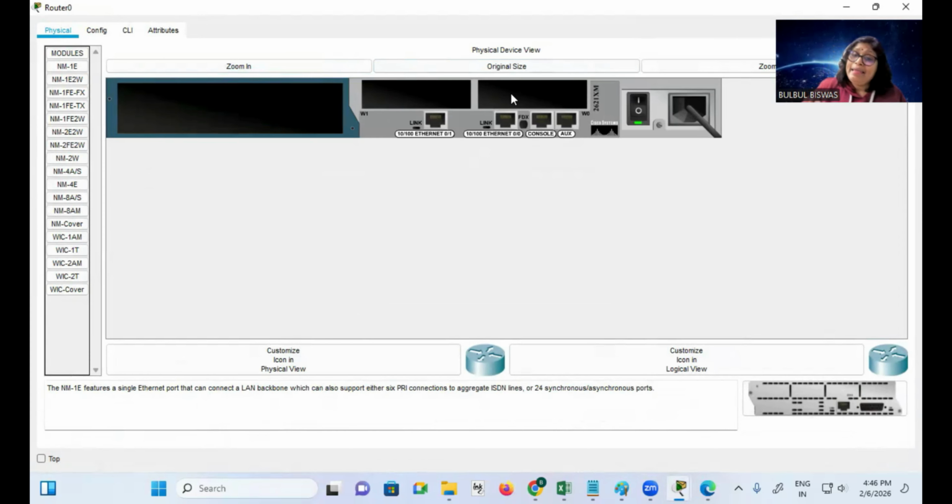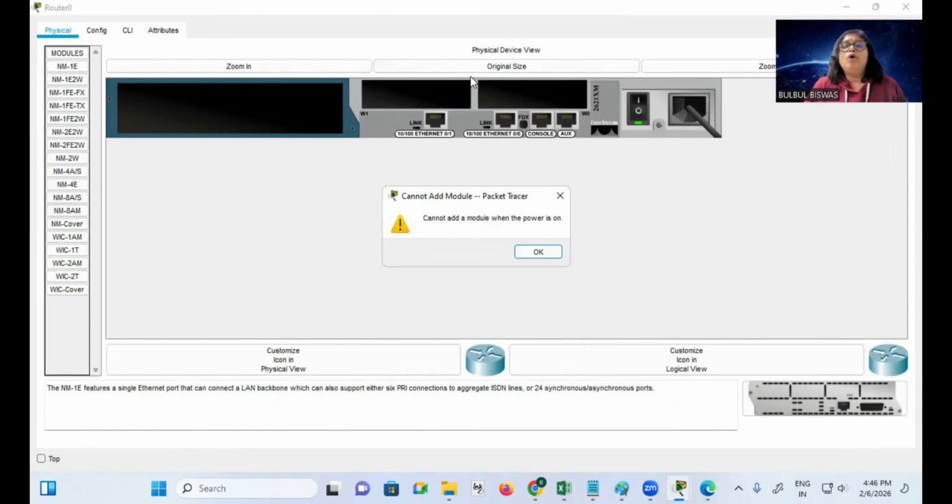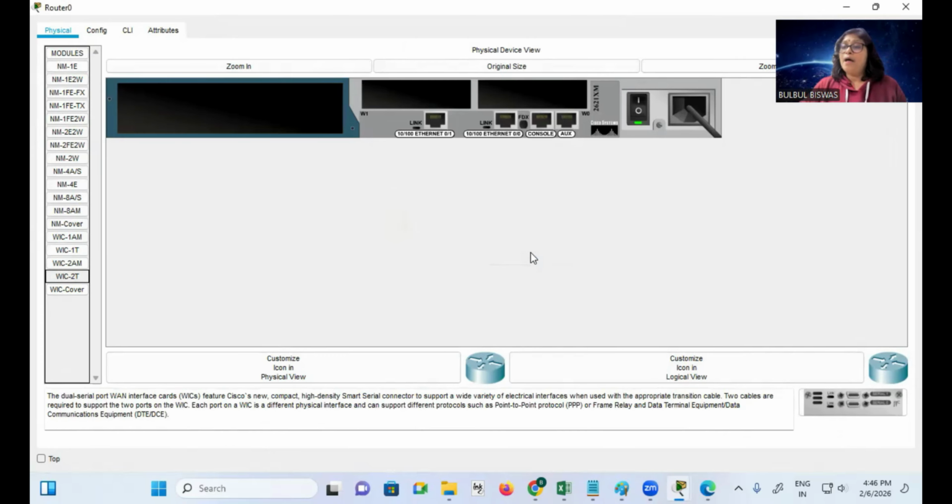That means here I can insert the card. What type of card can I insert over it? That is WIC. WIC means WAN interface card. I want to connect it. What message am I getting? Cannot add a module when the power is on. Yeah, that is very important. When the power of a router is on, you cannot insert a card. So you have to power off.